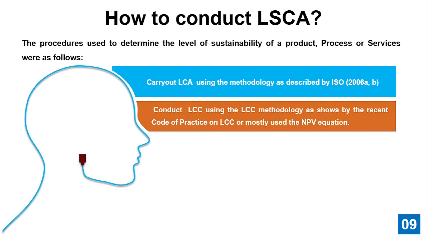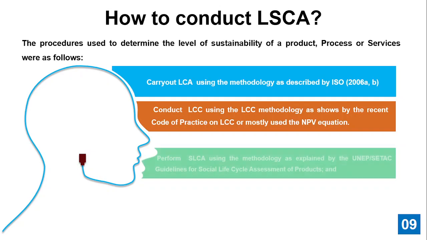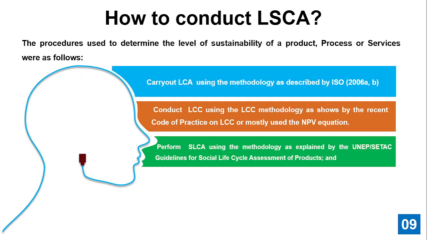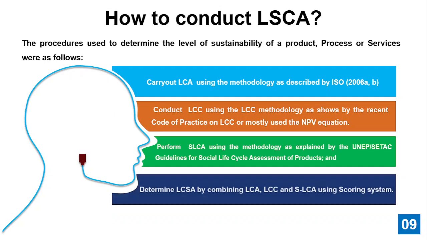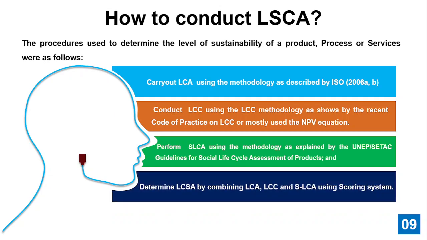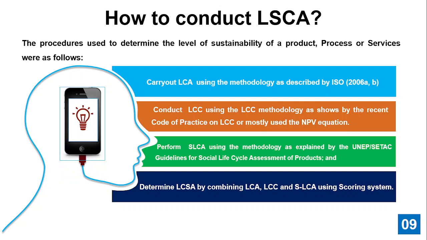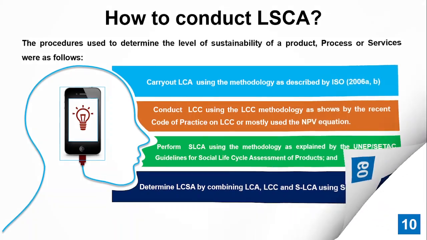The second will be the LCC, conducted using the LCC methodology as shown by the recent code of practice. LCC is mostly done using the NPV equation, net present value. So it will help for conducting the life cycle costing. And thirdly, we will perform the S-LCA using the methodology as explained by the UNEP-SETAC guidelines for social life cycle assessment of products and processes. And lastly, determine the LCSA by combining these three assessments, LCA, LCC, and S-LCA, using a scoring system. The scoring system will help to combine these three dimensions and make the LCSA assessment.